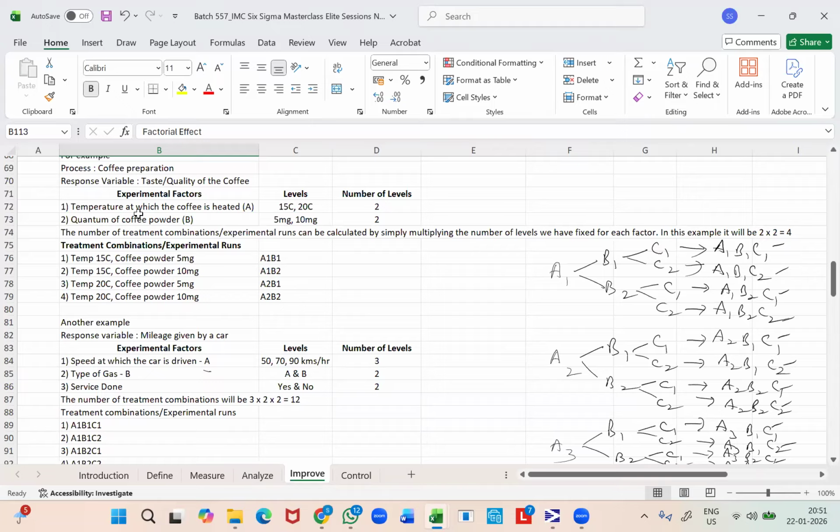It's quite possible even while preparing a new dish, right? Sometimes what will happen, the salt on its own or spice on its own may not have a deadly impact as far as the taste of the dish is concerned. But when salt and spice combine together, they can create that interaction effect. So sometimes all these factors may not be significant as a main factorial effect, but they can be significant as an interaction factorial effect. Quite possible, right?